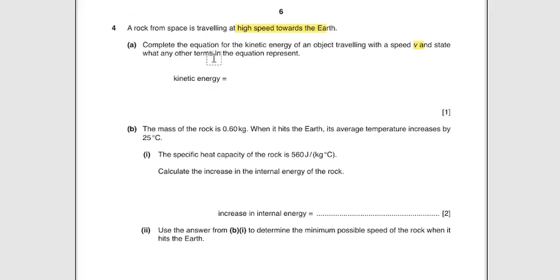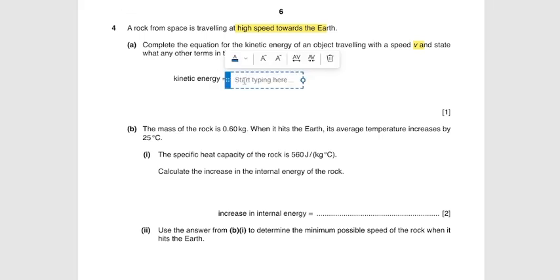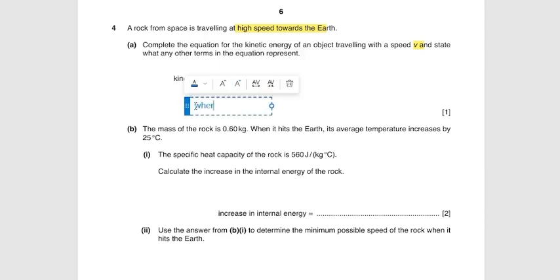Pretty simple. The formula for kinetic energy is 1 by 2 mv square, and since they've told us what v is, but they have said if you're using any other variable, you have to tell us what it means. So we will write where m is the mass of the object.